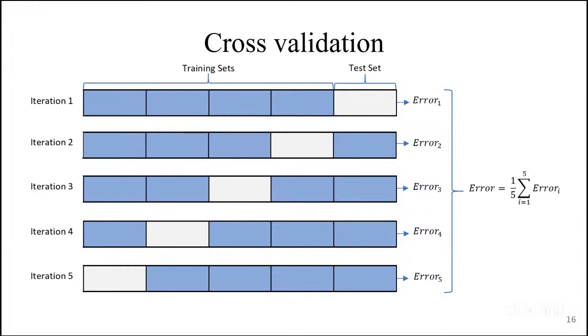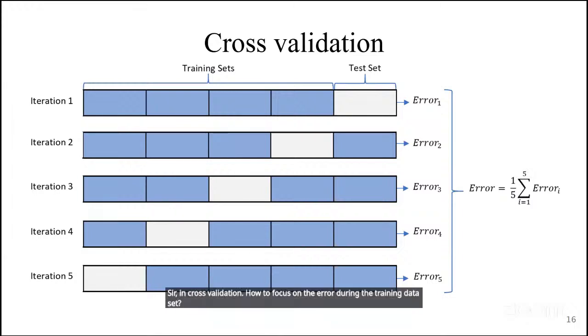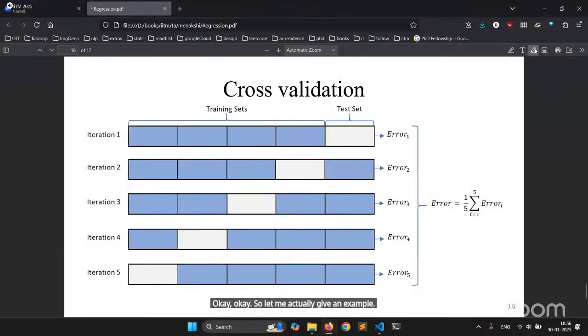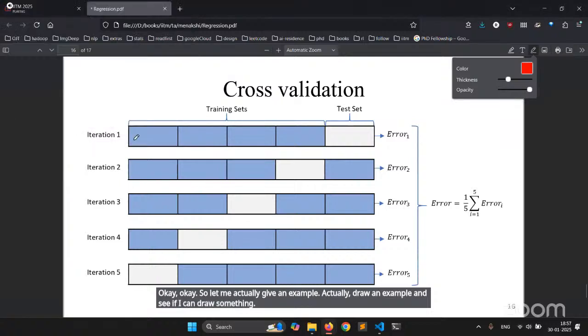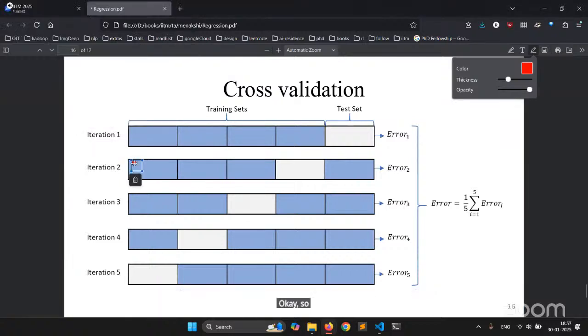Okay. Any doubts till this point? Sir, in cross validation, how do we focus on the error during the training data set? Okay. Let me actually give an example. Let me draw an example and see if I can draw something.